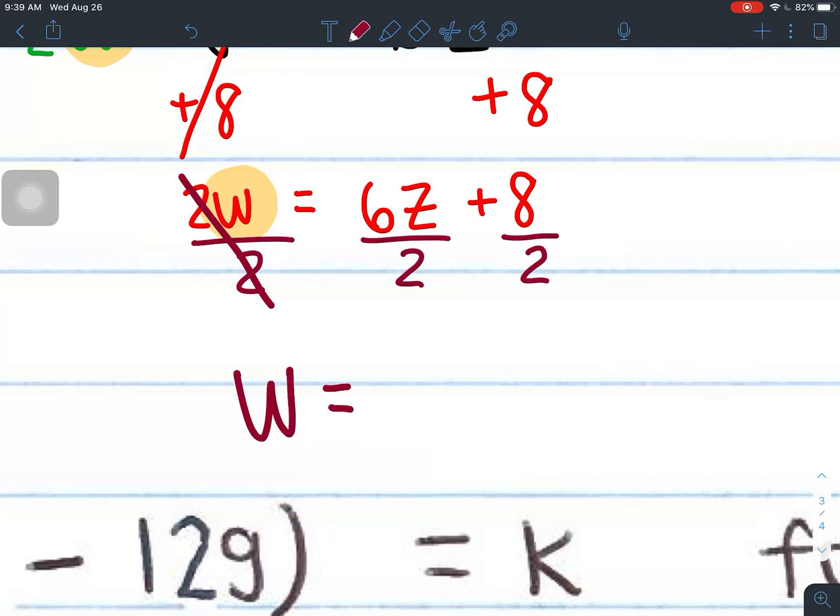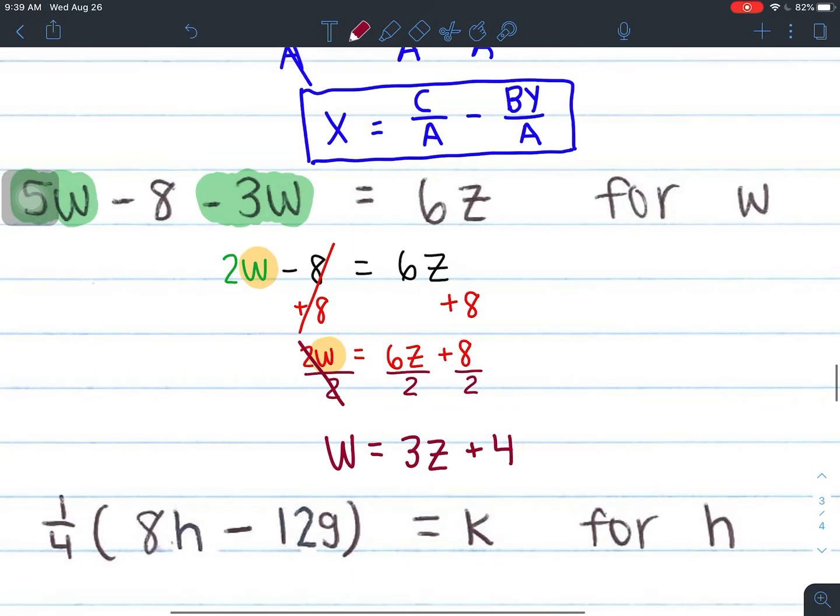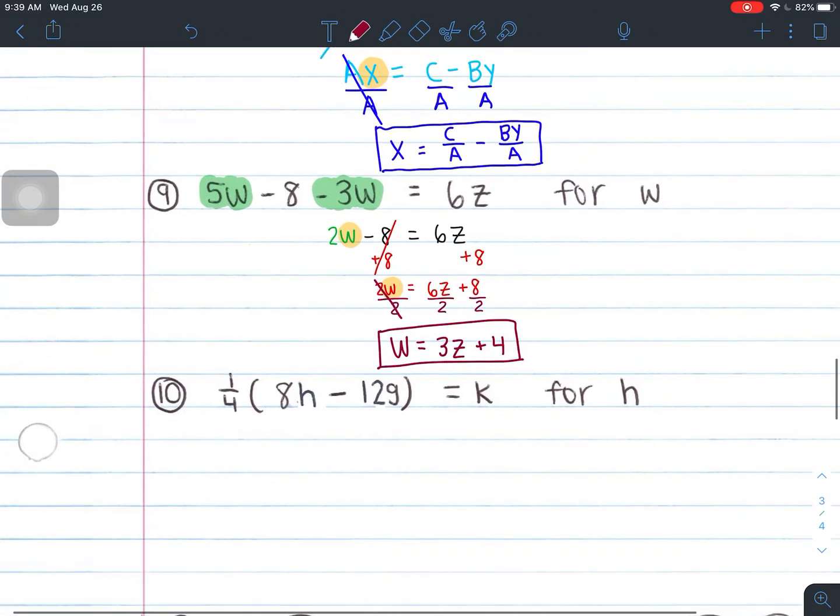And then 6z divided by 2. Well, 6 divided by 2 is 3, so it's going to be 3z. Okay, 6z divided by 2 is 3z. And then I have 8 divided by 2, which is positive 4. Is w by itself? Yes. So we are done with this one. Go ahead and shrink that as well.